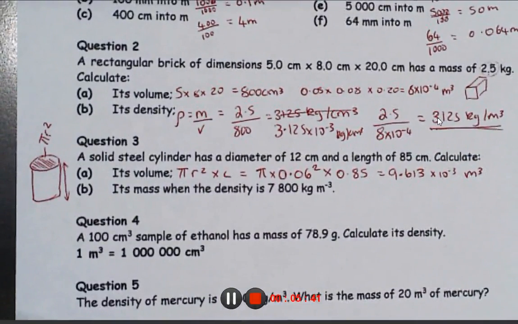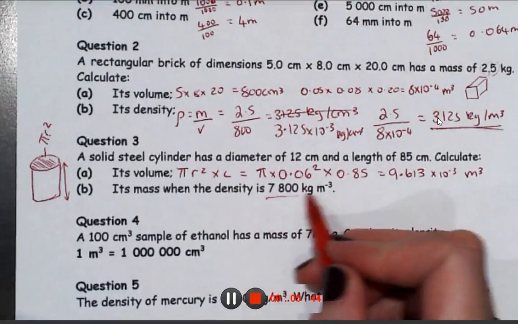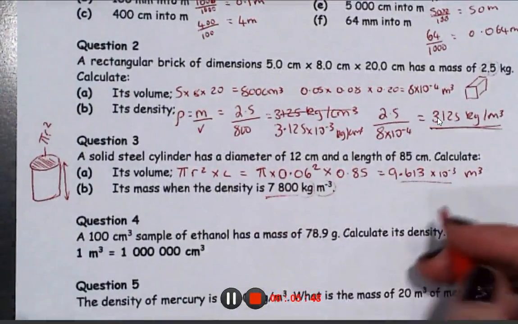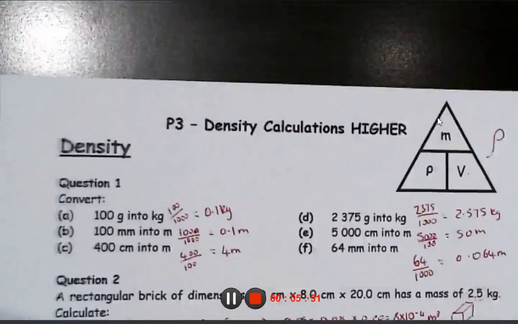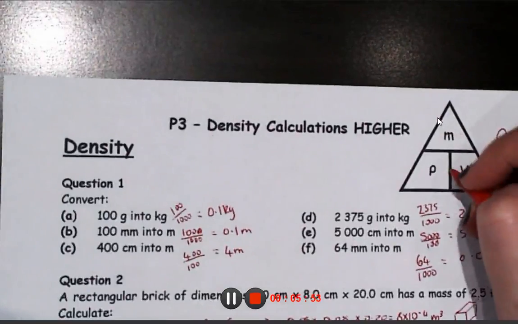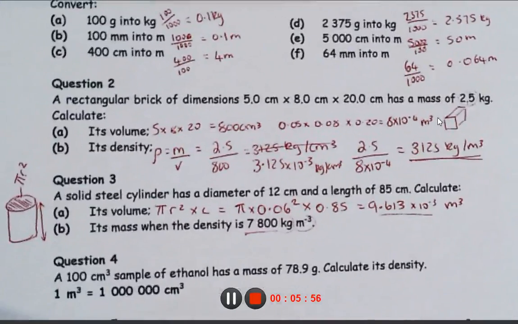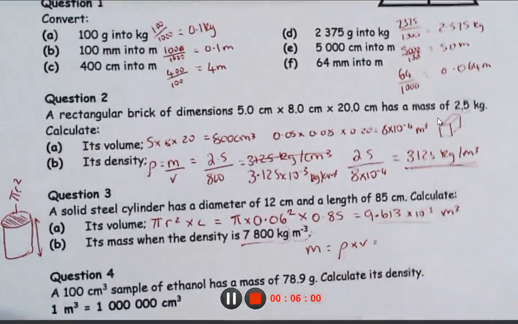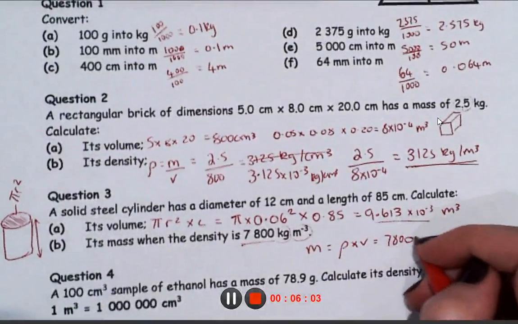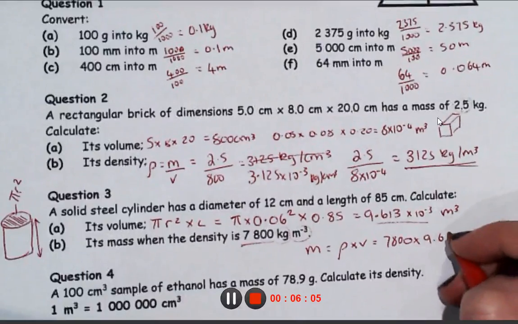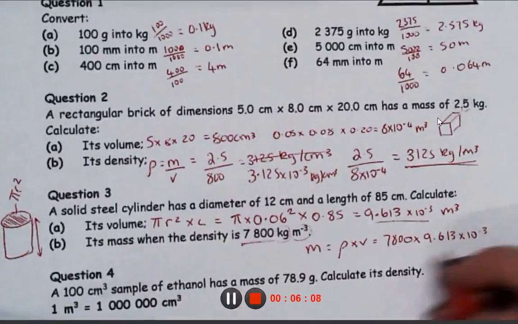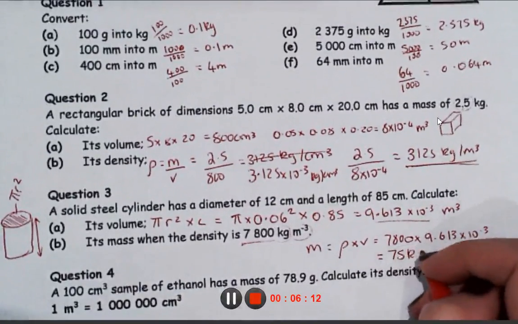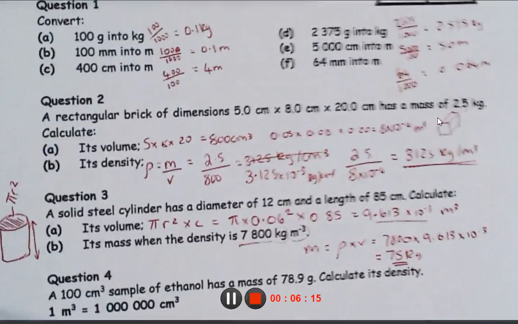And now we need to calculate its mass when the density is this, okay, so kilograms, and we've got metres cubed, so we're going to use this answer. Go back to our triangle. Mass is density times volume. So we're going to do 7,800 times the answer we calculated before, which gives me an answer of 75 kilograms. Two significant figures.